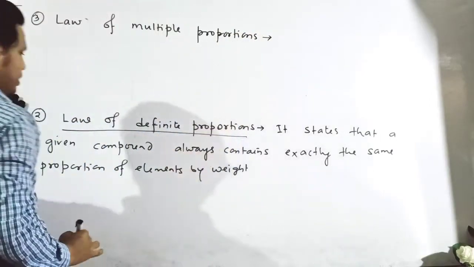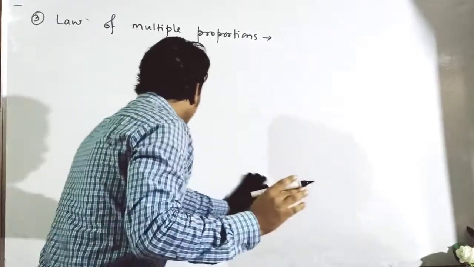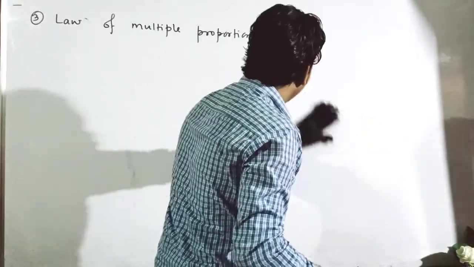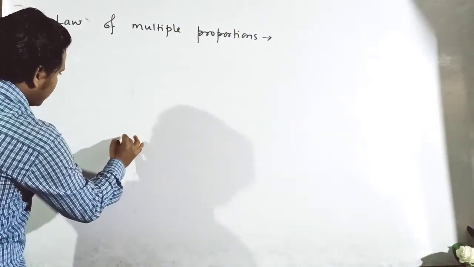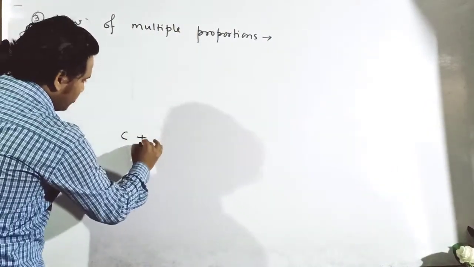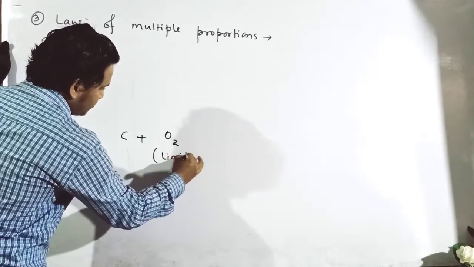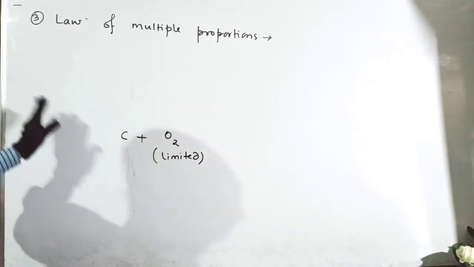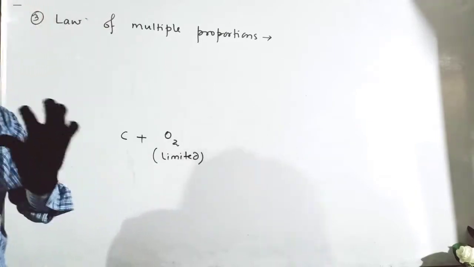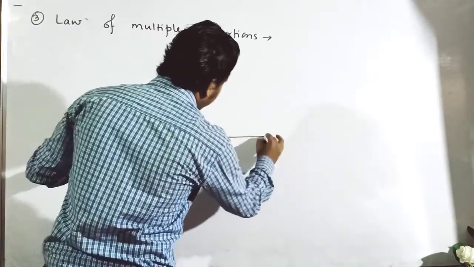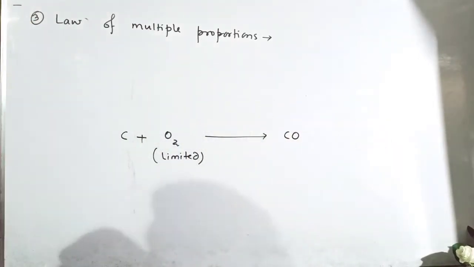What is the law of multiple proportion? Suppose two elements combine to form more than one compound. Suppose we take carbon and burn it in oxygen in a limited supply, a small supply of oxygen. What will be the product? The product will be carbon monoxide.